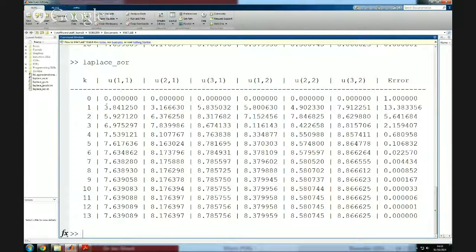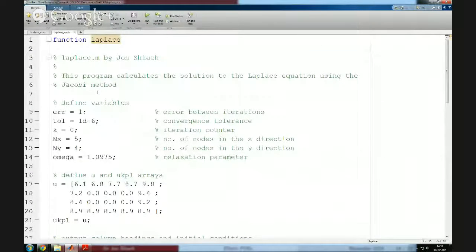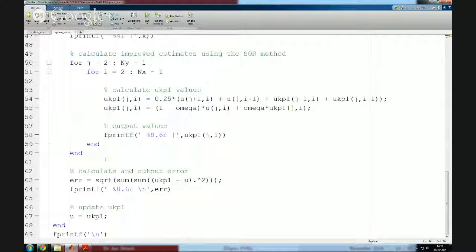Notice I used that value of omega, which is 1.00975. The optimum value will change depending on which problem you've got. I didn't just invent that out of my head. There are methods which you can use to actually try and get the best. So that's SOR. If you notice, using Gauss-Seidel and SOR, I've hardly made any changes to my Jacobi code.